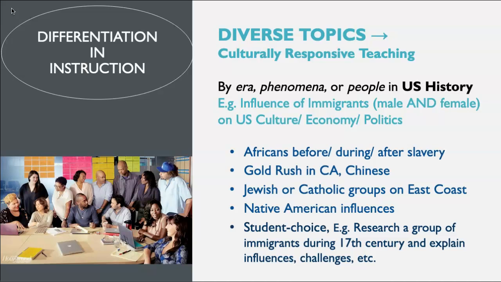So for example, maybe we want students to research immigrants during the 17th century and explain the influences that they had on the locals and the local influences on the immigrants, plus the challenges that they had. And maybe we allow students to pick which group of immigrants they want to talk about.